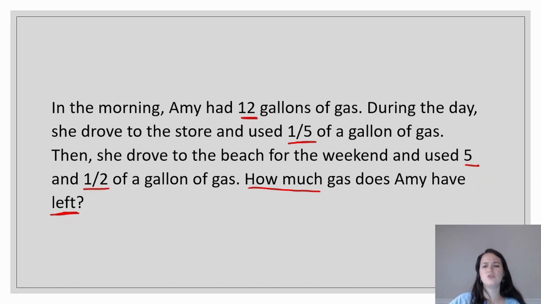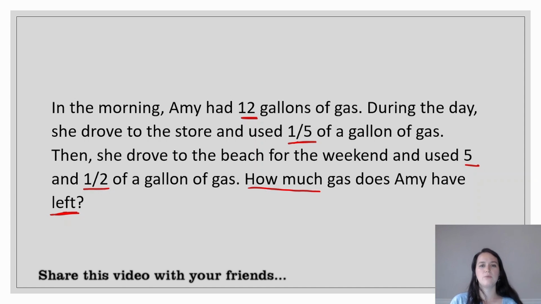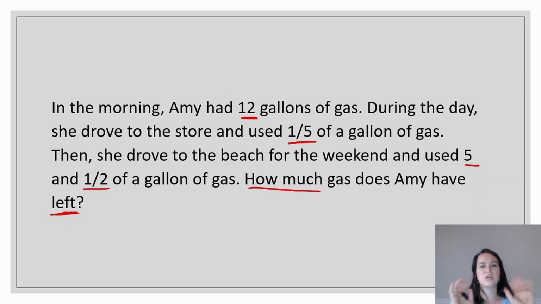So a couple of ways you could choose to do this. You could either go ahead and first add up how much gas she's lost and then subtract that from the 12, or take the 12 and just subtract it in pieces. I'm going to subtract the 12 in pieces. So we started with 12 and then we subtracted 1/5, and then we're also going to subtract 5.5. Now you can choose to either do these two first, or you can add, it's up to you, however you want to do it. I'm going to do these two first.